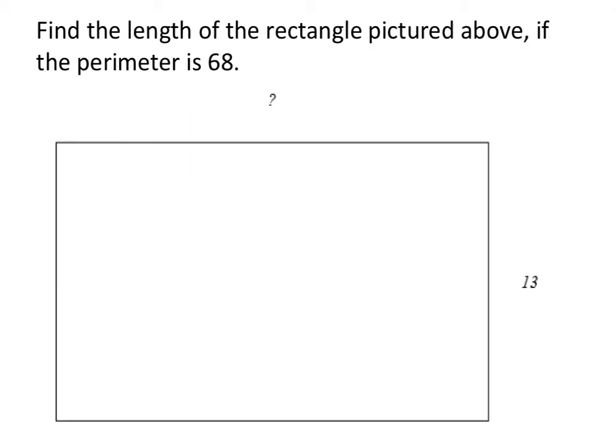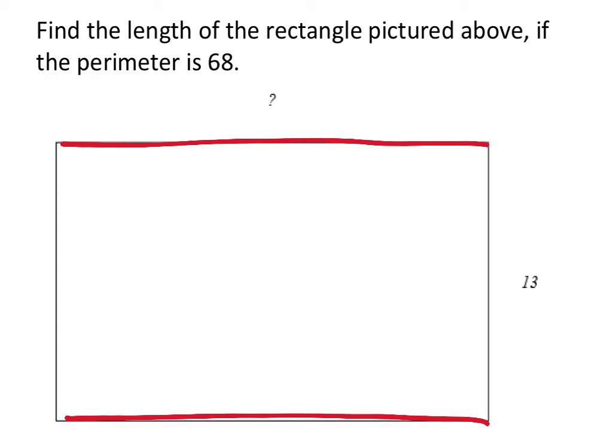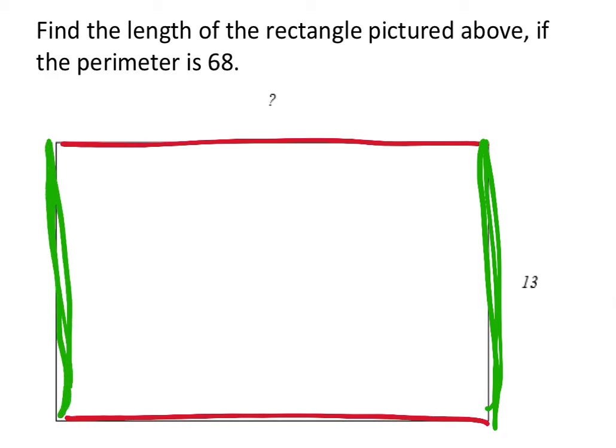All right, find the length of the rectangle pictured here if the perimeter is 68. All right, so for perimeter, remember that it's all of the side lengths added together. So while we don't know this side length here, it means we also don't know this one, okay? Ooh, this one's kind of rough if you ask me, but here's the side length we do know, 13, which also means we know its opposite over here. This one also would be 13 units right there.